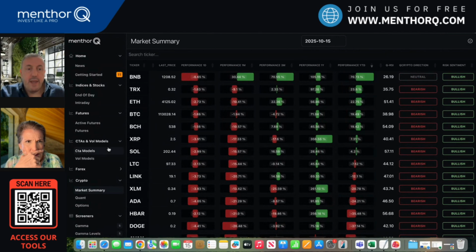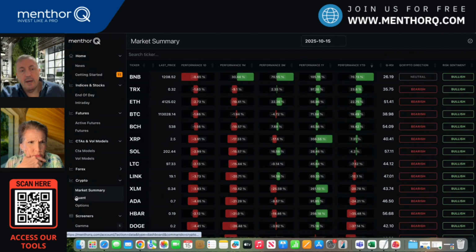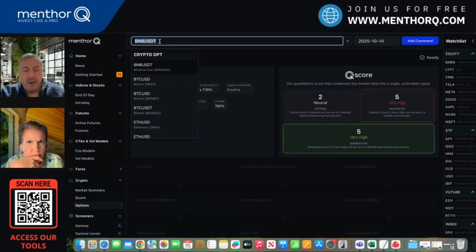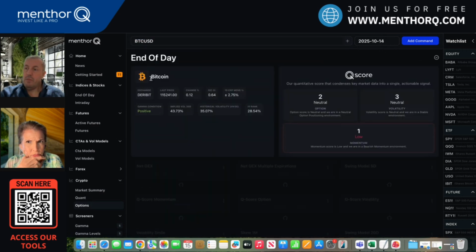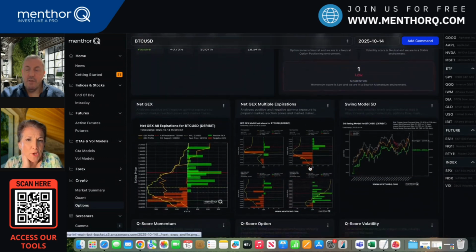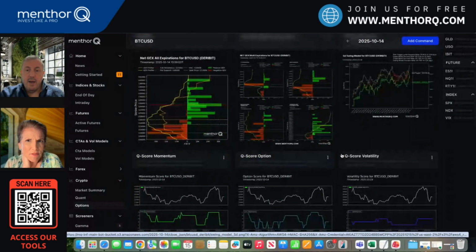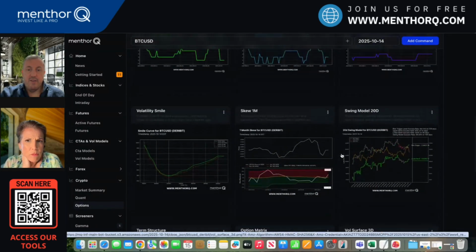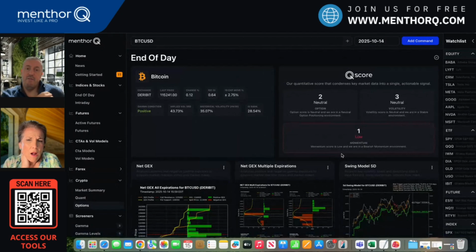Then you can go into the quant models there, but we also have option models. So we also have crypto derivatives options for the major currencies, so the major crypto. So if we go on Bitcoin, again, we can see our Q score. So we're kind of low momentum, kind of low. Even, decision zone for sure. Yeah, definitely decision zone. You can see the different models there. So everything that we have for stocks, we have for crypto as well.